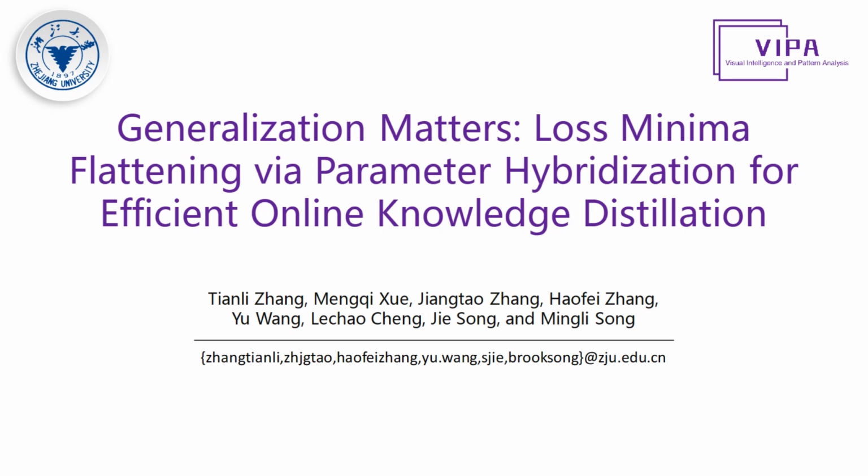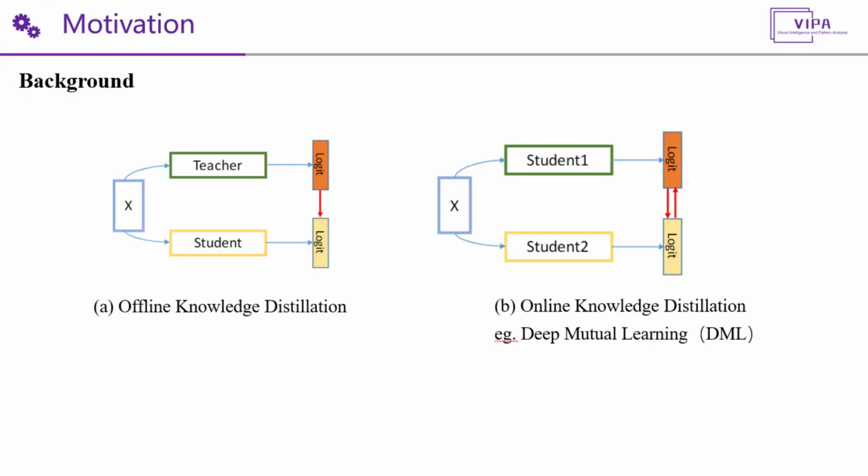We will introduce the paper called Generalization Matters: Loss Minima Flattening via Parameter Hybridization for Efficient Online Knowledge Distillation, which has been published at CVPR 2023. Offline knowledge distillation aims to obtain a compact and effective student model guided by a large-scale teacher model for model compression.